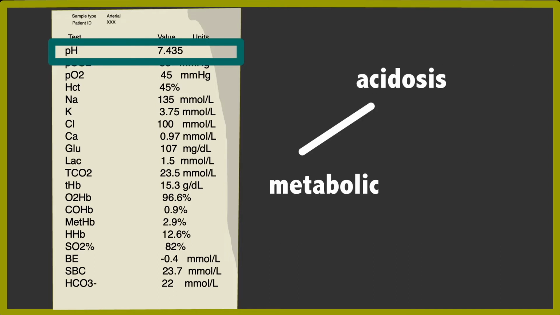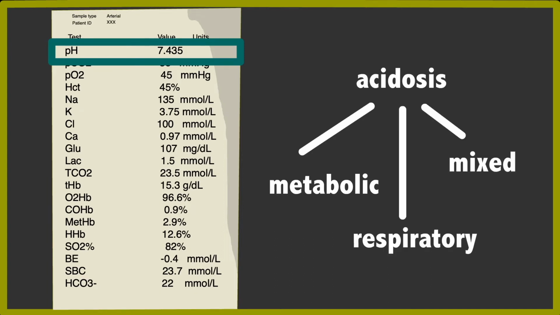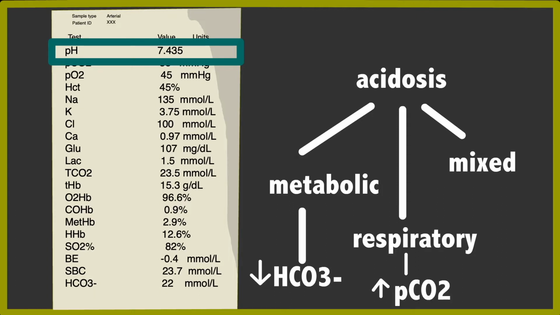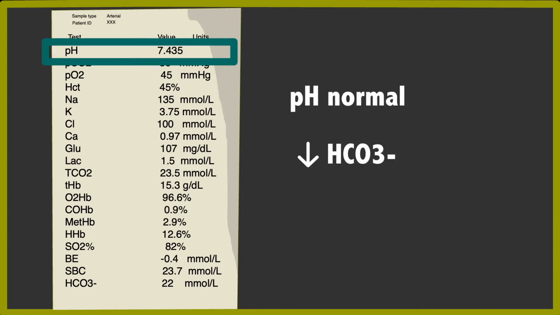Acidosis could be metabolic, respiratory, or mixed. Metabolic acidosis is due to a low bicarbonate. Respiratory acidosis is due to high carbon dioxide, and mixed could be because of a low bicarbonate with normal or increased PCO2, or the other way around.